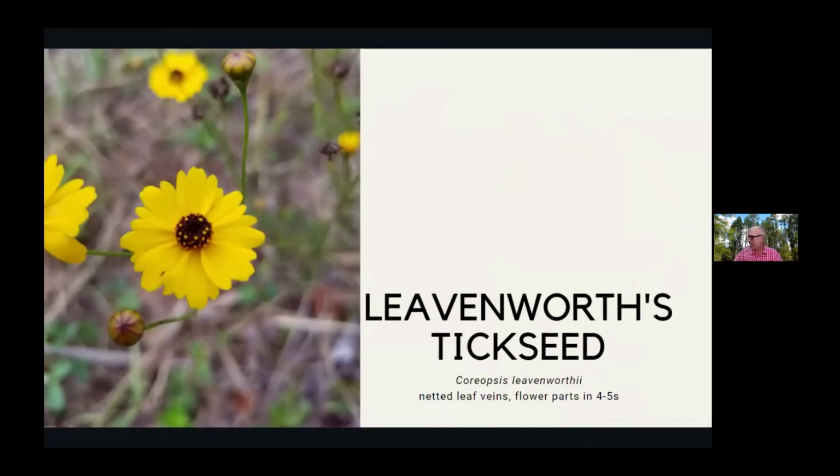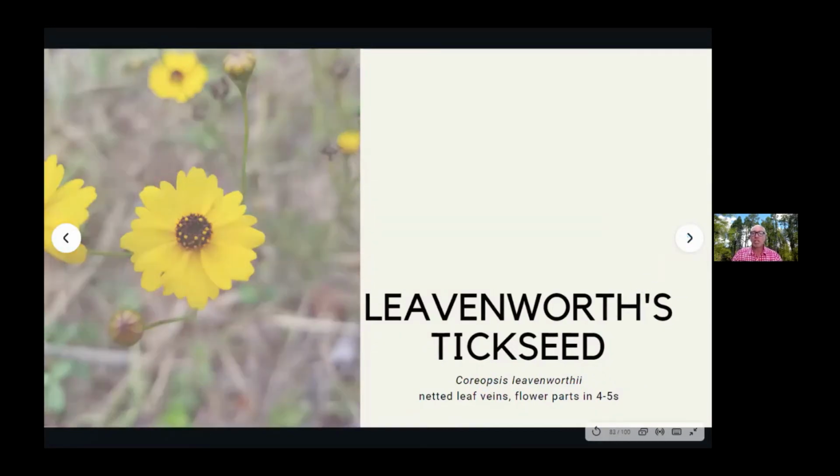Our last family, a familiar family that we used as an example before. And here we have Coreopsis, which means it looks like a tick. The seeds apparently reminded someone of a tick, and it gave the whole genus the name Coreopsis. Leavenworthii means this is named after Leavenworth. It happens to be our state wildflower.